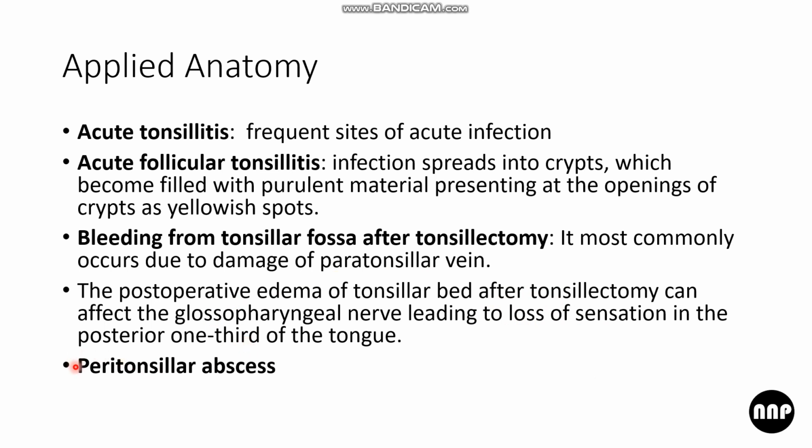And the last we'll be talking about is the peritonsillar abscess. So the space becomes a potential space and can lead to accumulation of pus, which will lead to a peritonsillar abscess, which is a painful condition.